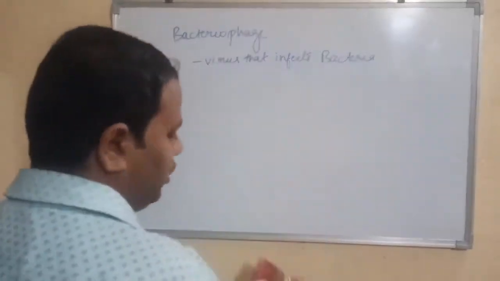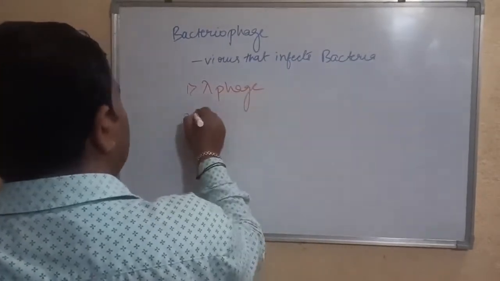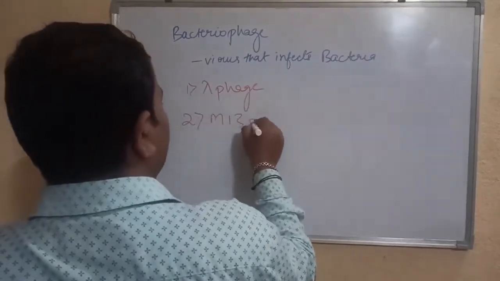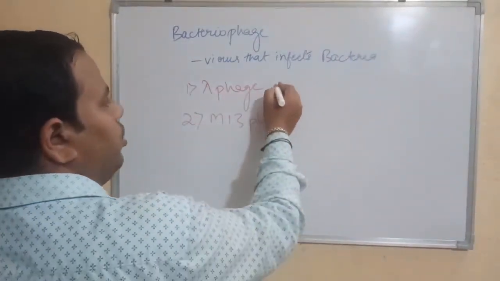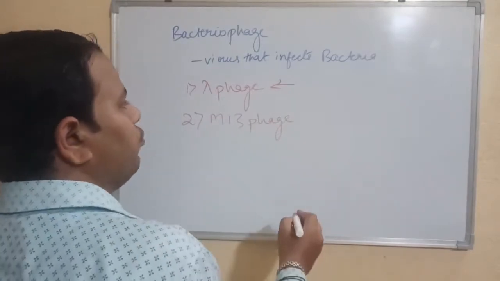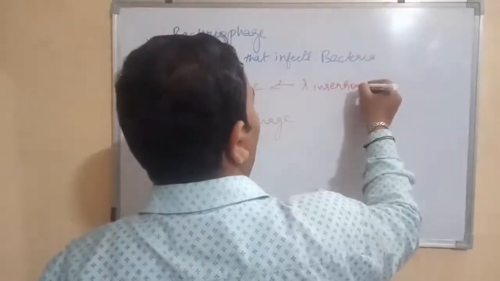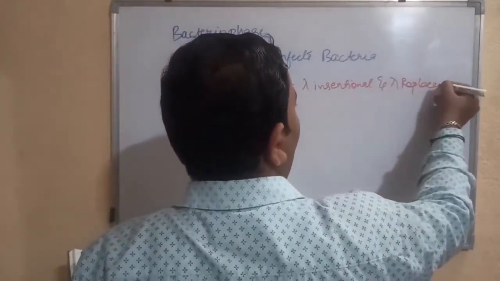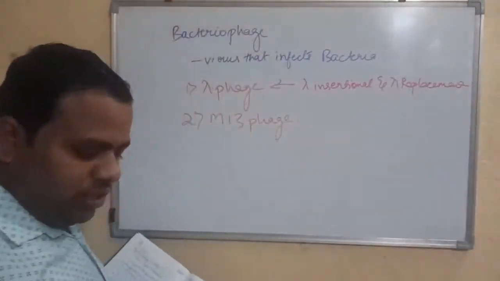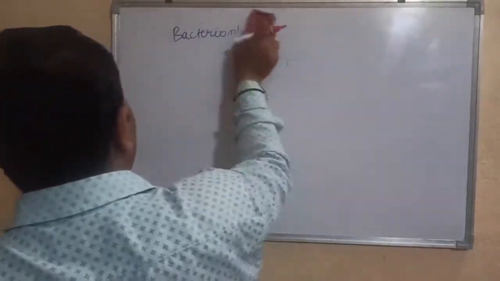So the two bacteriophages that we are going to see here are first Lambda phage, and second M13 phage, and how they are used in cloning. The vectors which are prepared from Lambda phage are of two types, that is Lambda insertional and Lambda replacement. Okay, so let's see this one by one. We'll begin with the Lambda phage vector.